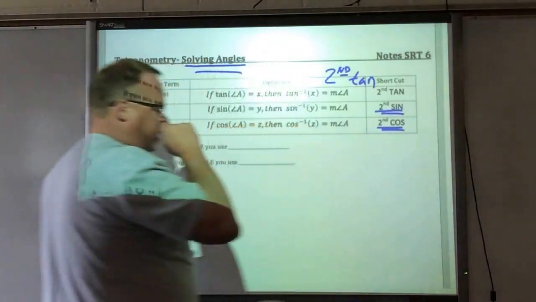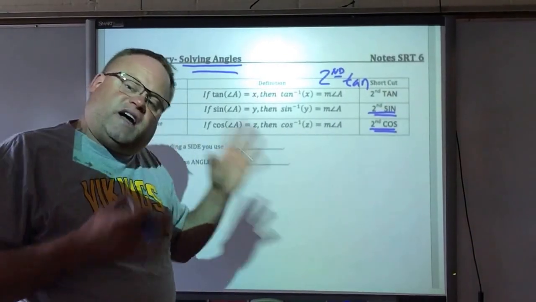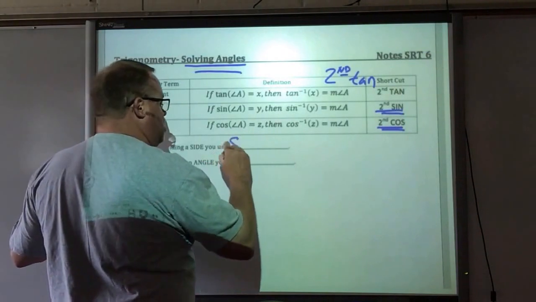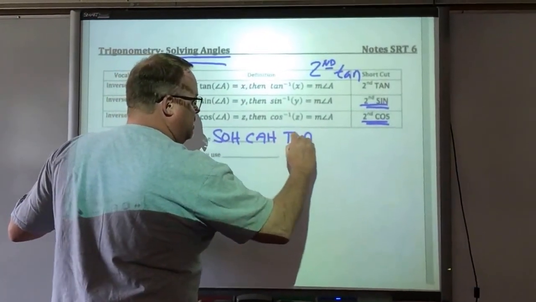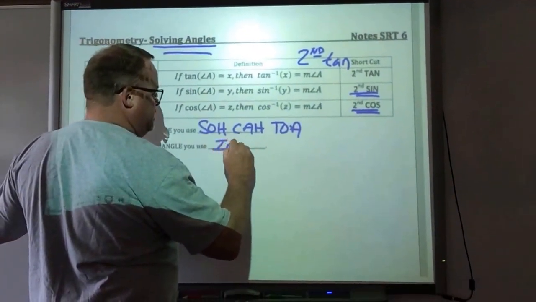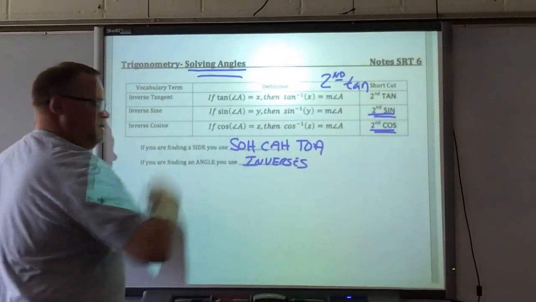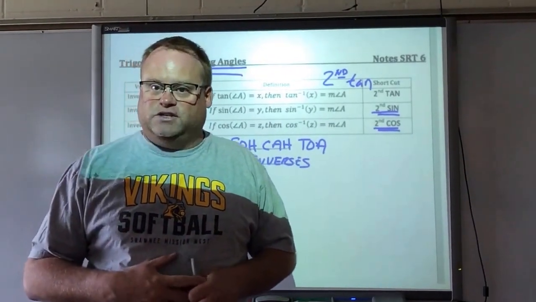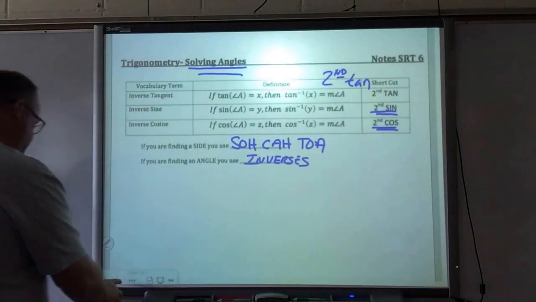So the second cosine. To sum up this idea right here, if you're finding a side, you use SOHCAHTOA. If we're finding an angle, you use the inverse. The inverses of SOHCAHTOA, right? We're going to use the inverse of those, okay? So the inverse of SOHCAHTOA. All right, let's do a few.